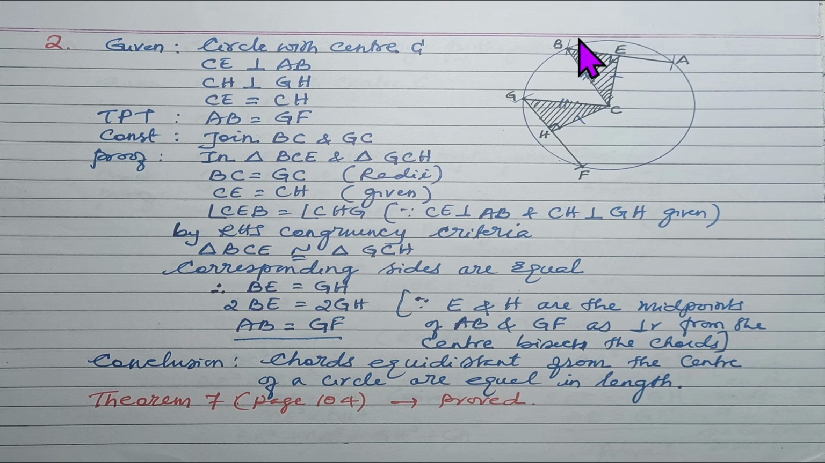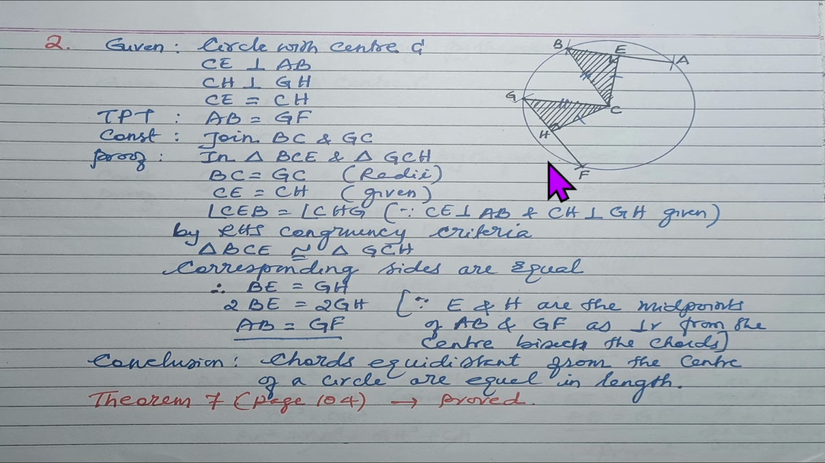BC is equal to GC because they are radii, and CE is equal to CH, it is given to us. Angle CEB and angle CHG are equal to 90 degrees because CH is perpendicular to GF and CE is perpendicular to AB. Therefore, we have two right angle triangles here, and by RHS congruency, the two triangles are congruent. That is, triangle BCE is congruent to triangle GCH.